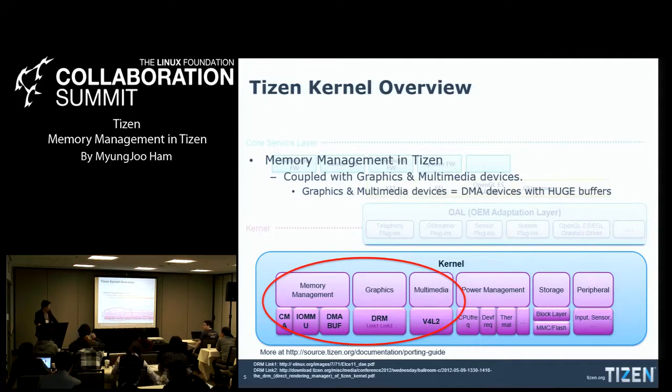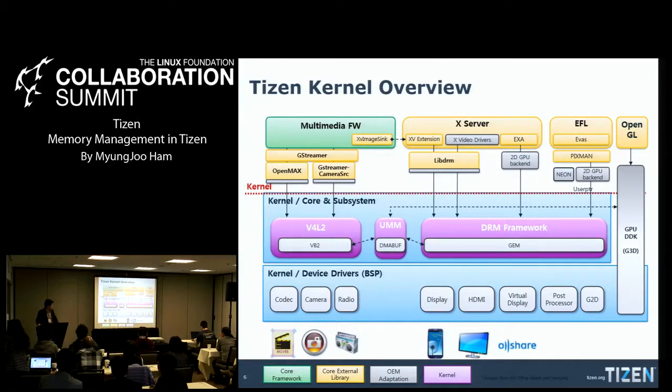And among those major kernel components, the memory management related ones are these three: memory management itself, graphics, and multimedia. Inside the kernel graphics and memory management, we are using DRM GEM and V4L2 VB2. Those are memory allocators in graphics and multimedia. The DRM supports graphics output, like display, HDMI, and virtual display, like Wi-Fi display. And V4L2 has codecs, which decode and encode multimedia files, and also camera and radio.